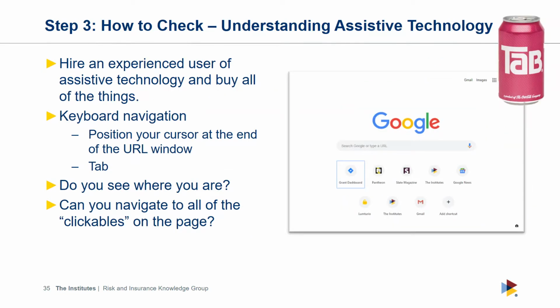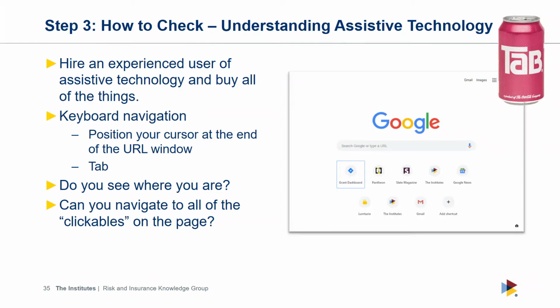So how to check? Absolutely the best way to check and see if your stuff is compliant is to hire someone who is an experienced user of assistive technology on a habitual basis to come and check all of the things. And you will go to your boss and they will say, great, you have $0. And you will have to do it yourself.